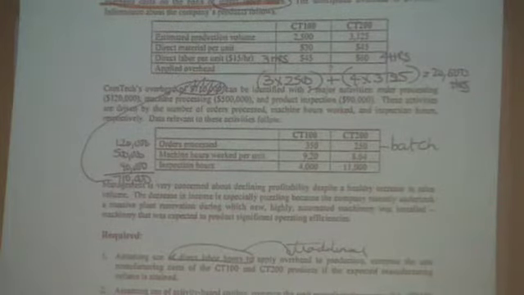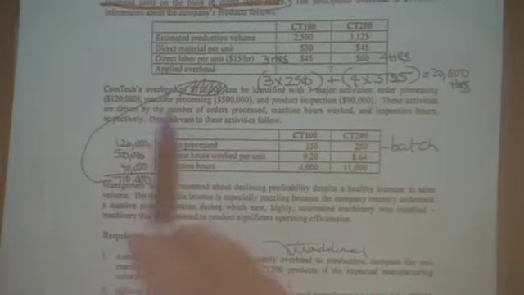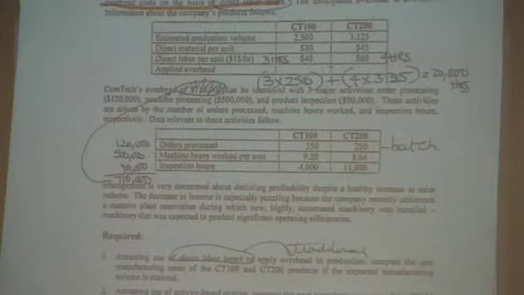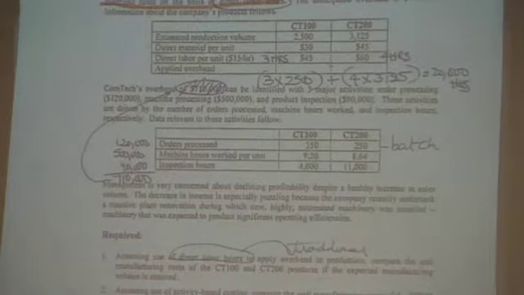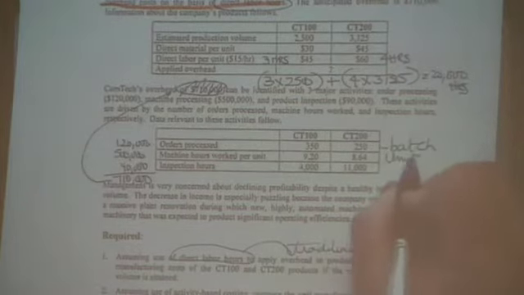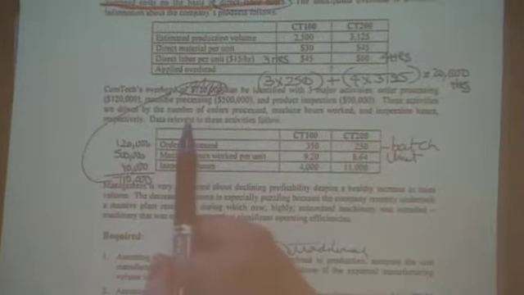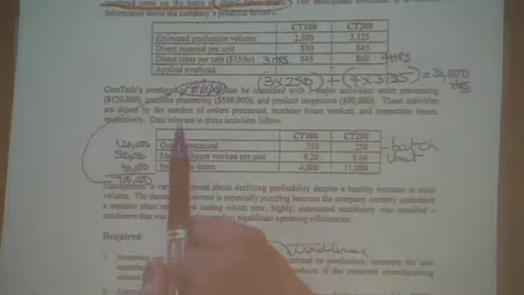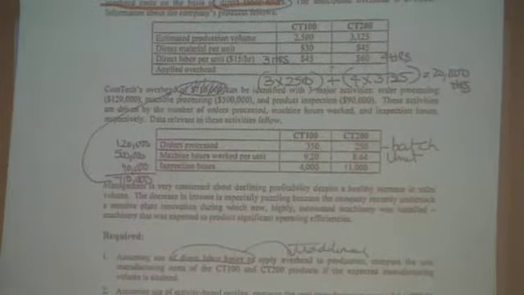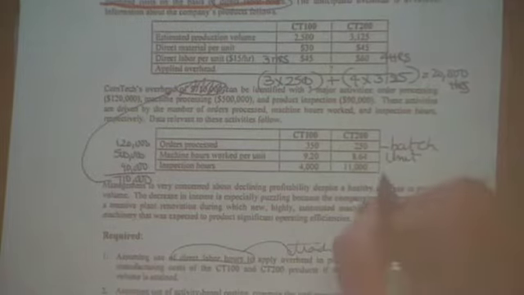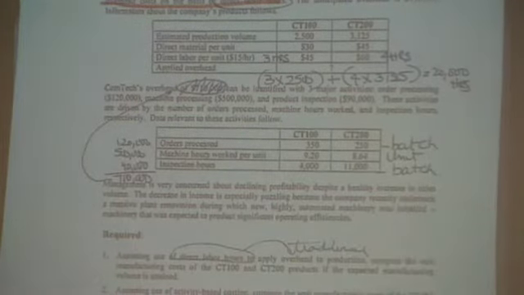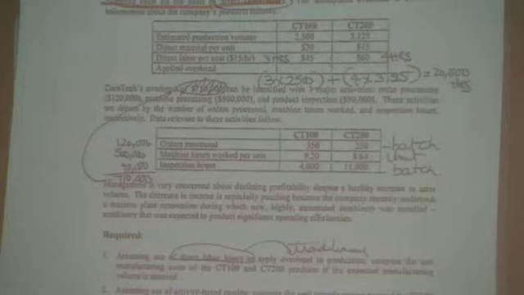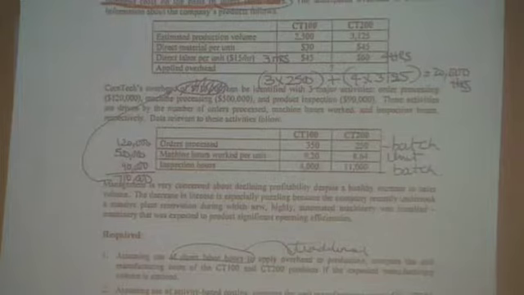Does that make sense? Now, what about the next one, machine processing? That would be more unit, because every computer needs to be processed. So this would be unit. What about the third one, inspection hours, product inspection? That's probably batch. So again, just knowing the difference between those, and there are two others.